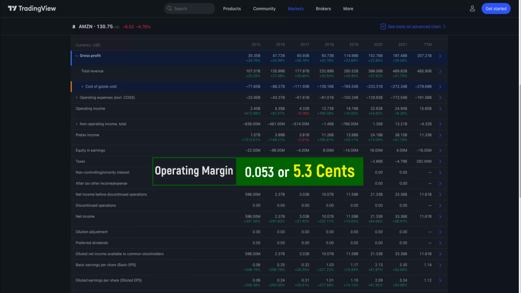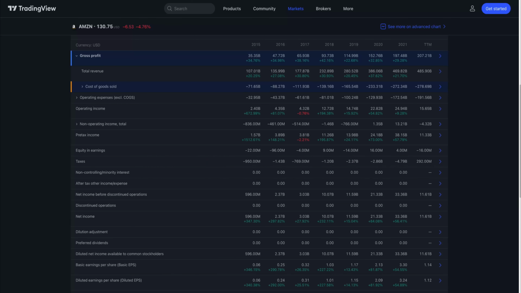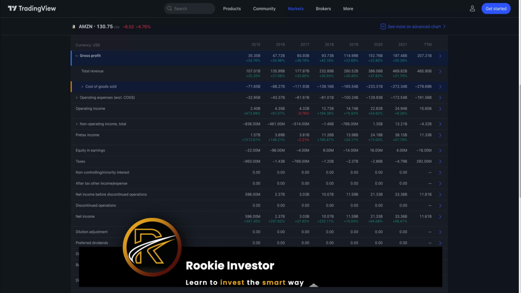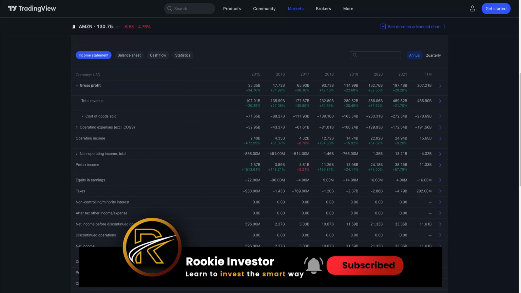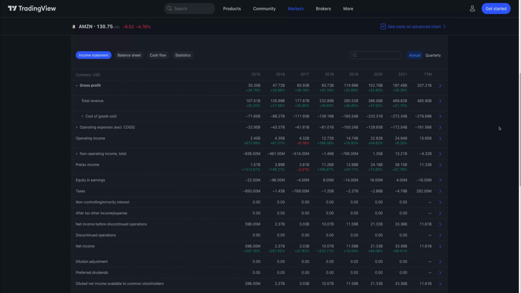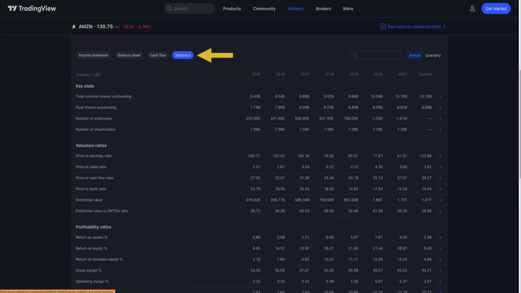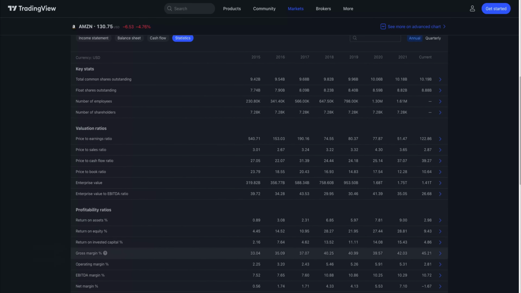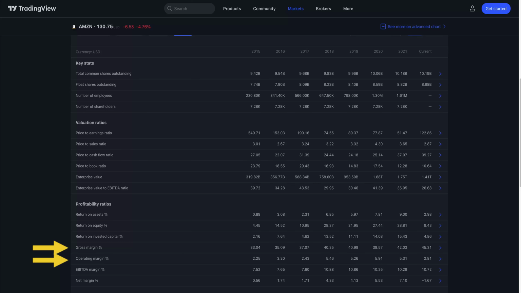This also varies depending on the business. However, a 10% operating margin is considered average, a 20% margin is considered high, and a 5% margin is low. Typically, we want to see operating margin around or above 15%. To mention here that TradingView and other websites provide these metrics so you don't have to calculate them yourselves. If you click statistics, you will find many useful ratios, including the gross and operating margin.